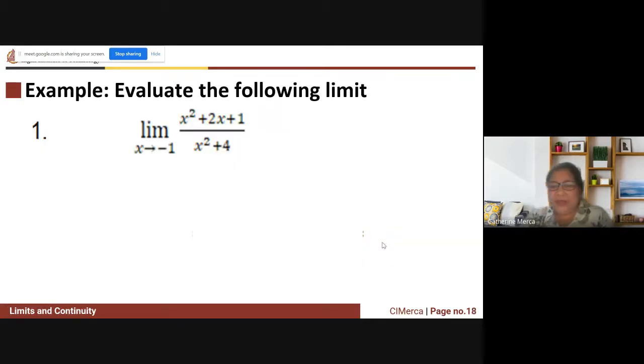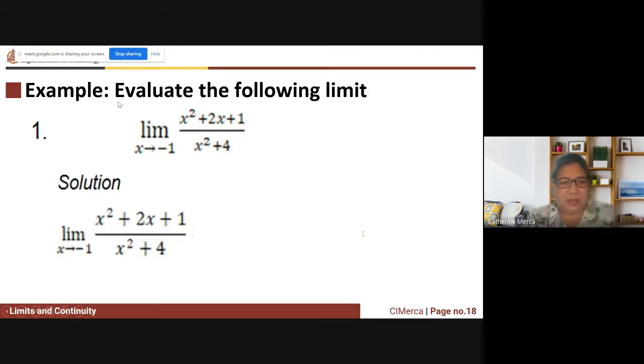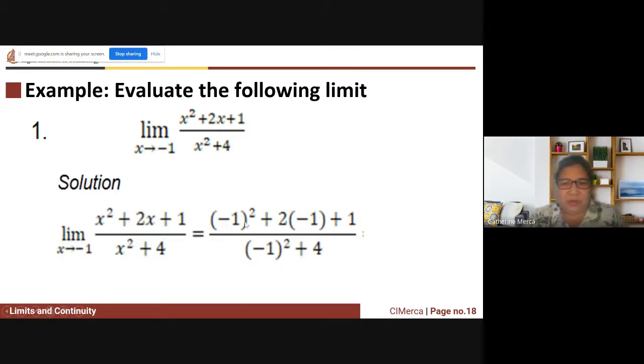So, take the following example. First example here is evaluate the following limit. Limit of x squared plus 2x plus 1 all over x squared plus 4 as x approaches minus 1. So, pag i-solve ni siya, you will have negative 1 squared plus 2 times negative 1 plus 1. Diba? Ano ba itong values dito? So, yan. Negative 1 squared plus 2 times negative 1 plus 1, over negative 1 squared plus 4.